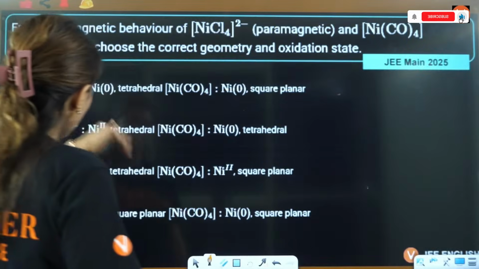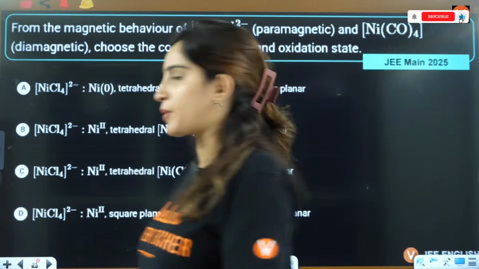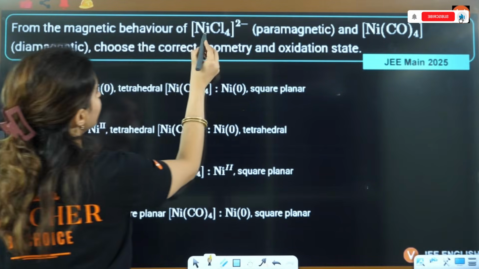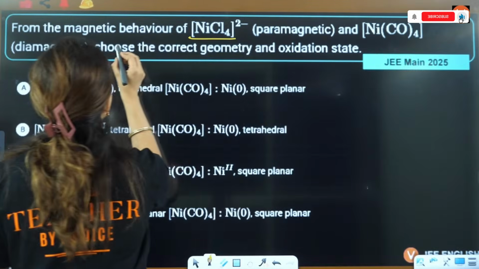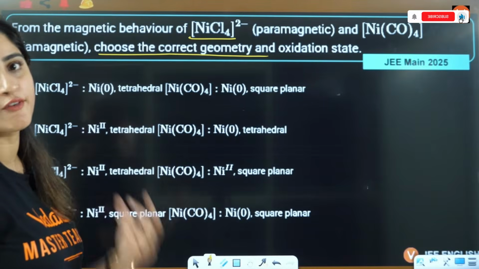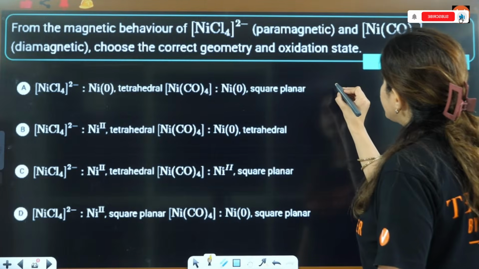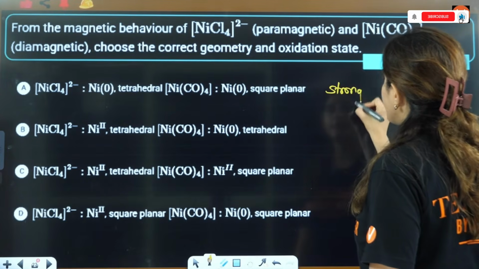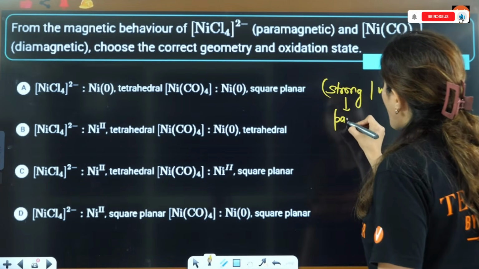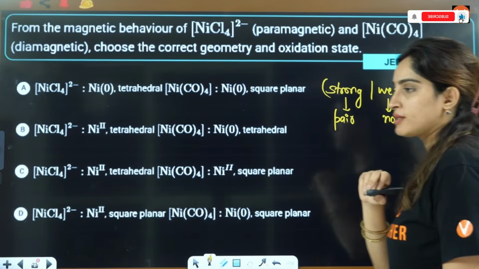Okay. Let's firstly understand this question. Let's understand how to answer a particular question. So, this is your JEE Mains 2025 question on the magnetic behavior of this and this. Choose the correct geometry and oxidation state. They have made it so easy for you. Now, understand one thing. There is a thing called strong field and weak field ligands. Strong field always will cause pairing. Weak field will cause no pairing of electrons.